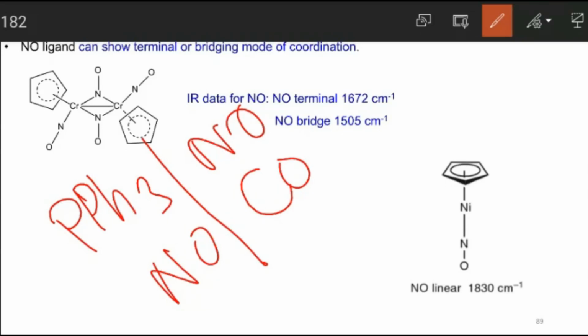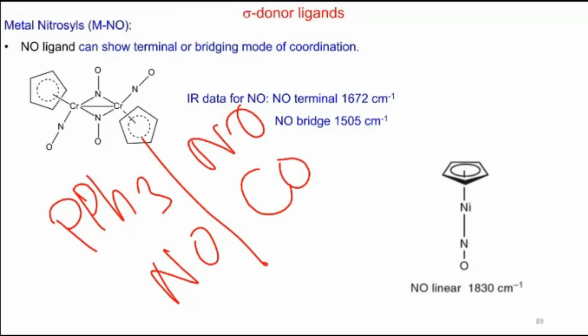It is undergoing some sort of substitution reaction. Therefore, the ideal thing is that when two strong pi accepting ligands have to be present in the same complex, it is advised to place them in the cis position.